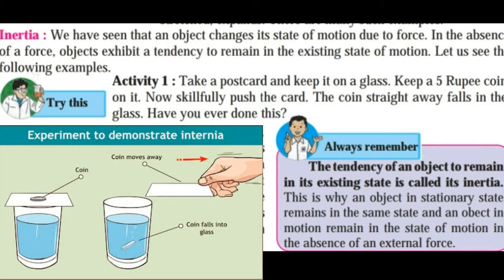Take a postcard and keep it on a glass. Keep a coin on it. Now skillfully push the card. The coin straight away falls in the glass. The coin falls in the glass because of inertia.